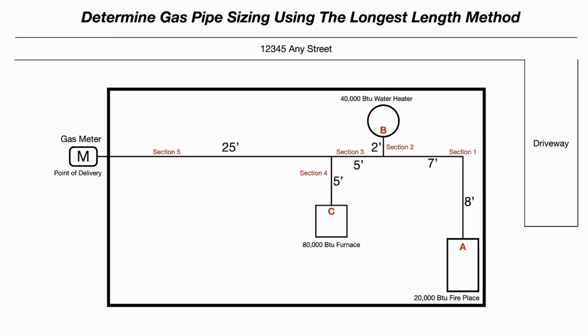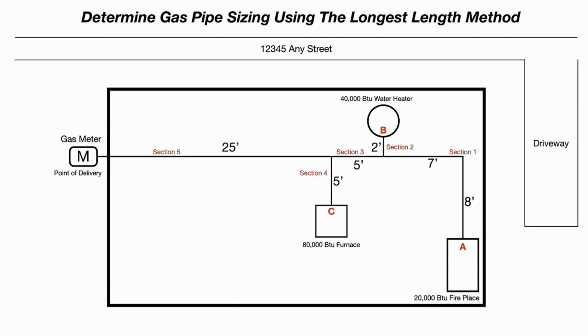And you want to write down the BTUs of each appliance in the system. And that should be listed on the data plate on the appliance. And I've listed each appliance as appliance A, B, and C.